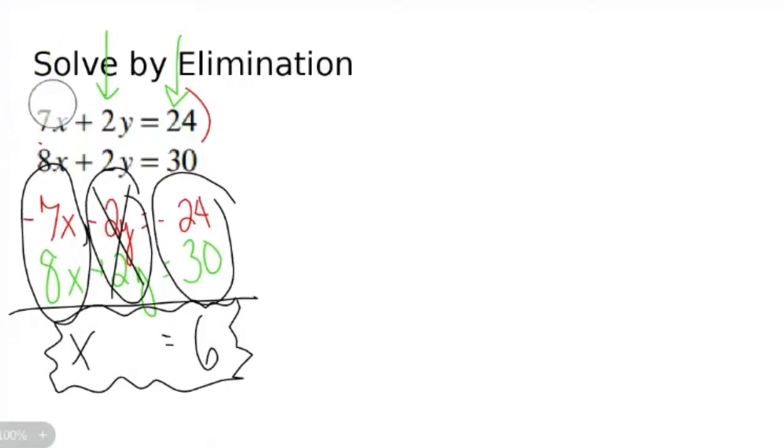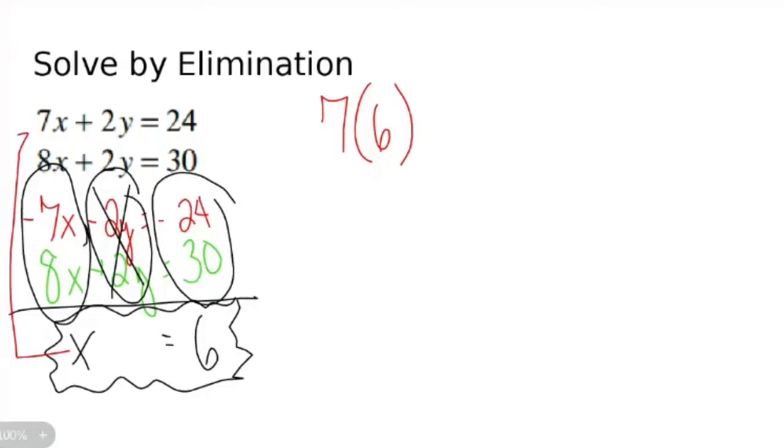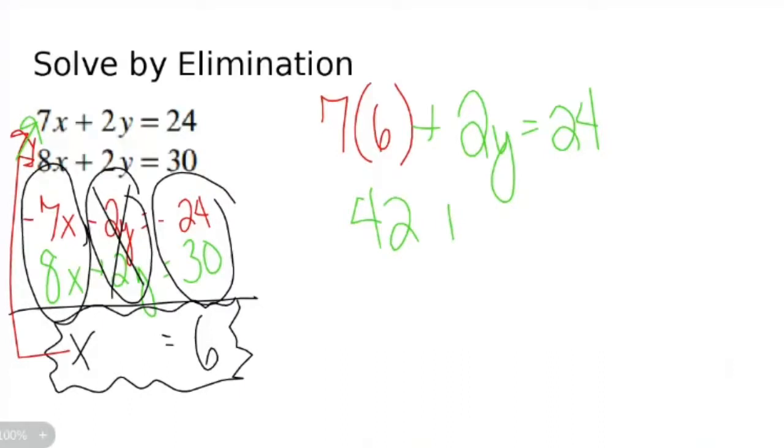So let me erase the original problem and make it look a little bit cleaner. I'll rewrite the top equation, but instead of x, I'll plug in 6. Again, once I have one of my variables, I can plug it into any one of those equations and just substitute 6 for x. So I'm writing it into the top one. I have 7 times 6, because x is 6, plus 2y equals 24. 7 times 6 is 42. 42 plus 2y equals 24.